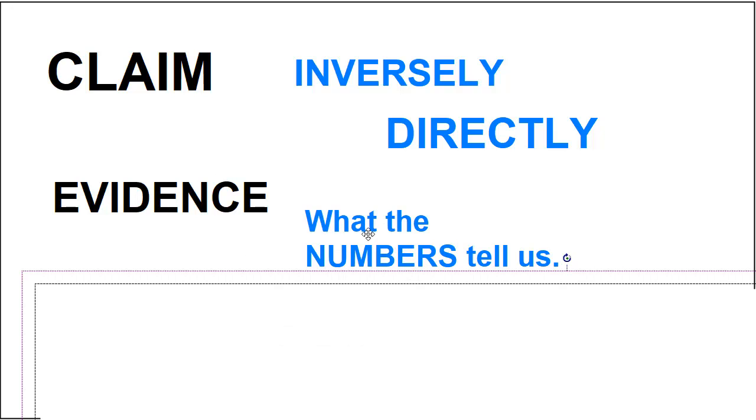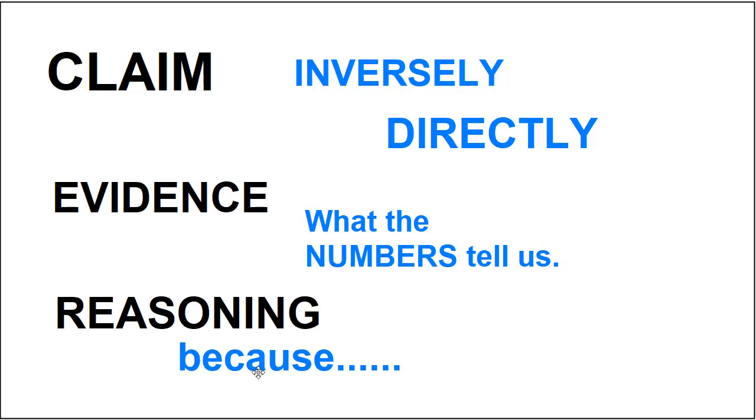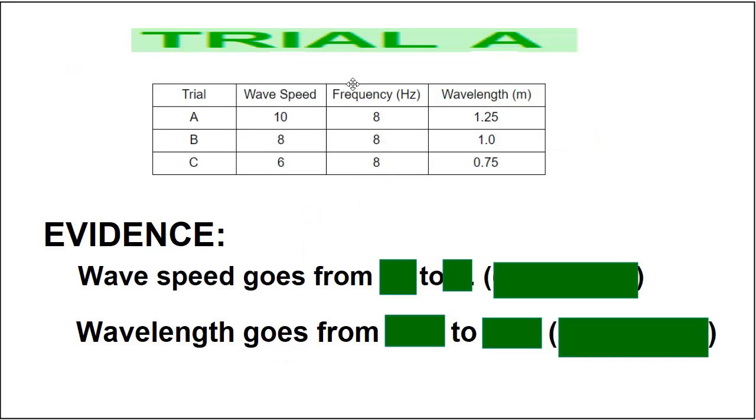Then you're going to think about the numbers, which is your reasoning, because this is the because part. You're going to look at the numbers and think, is it inversely or directly? Because. Well, because. Why? Are they either same direction or reverse direction? So here's our first example. Trial A. Here's our numbers.